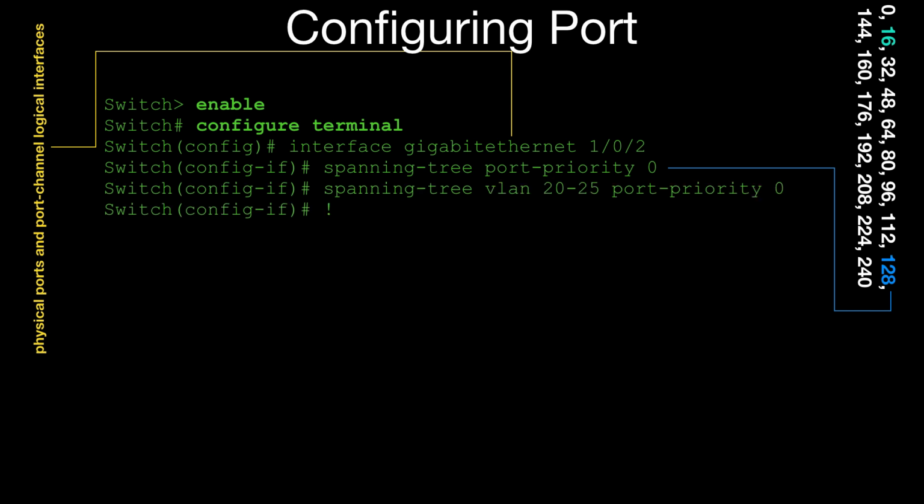Configures the port priority for a VLAN. You can specify a single VLAN identifier, a range of VLANs separated by a hyphen, or a series of VLANs separated by a comma. The range is 1 to 4094.